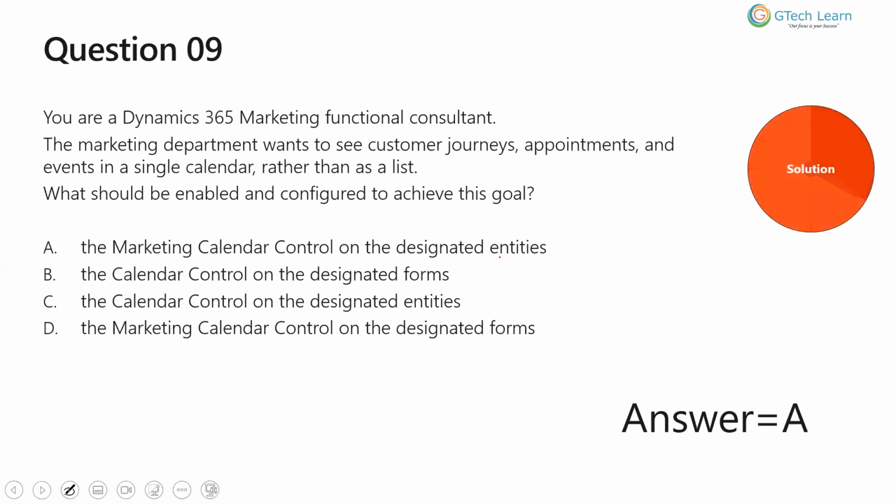Okay, so the correct answer is going to be option A, the marketing calendar control on the designated entities.